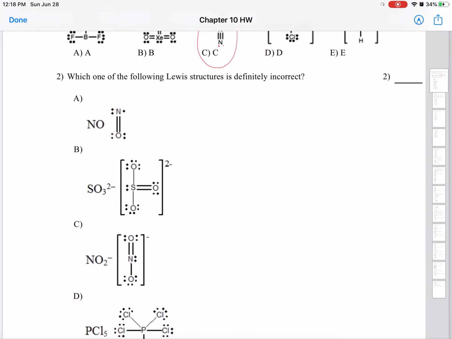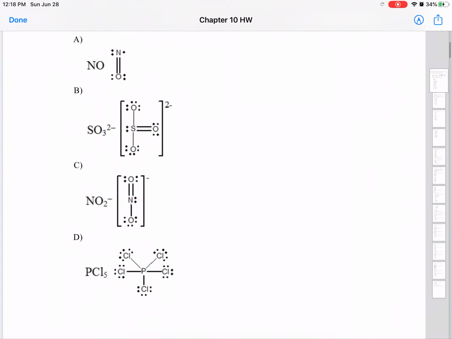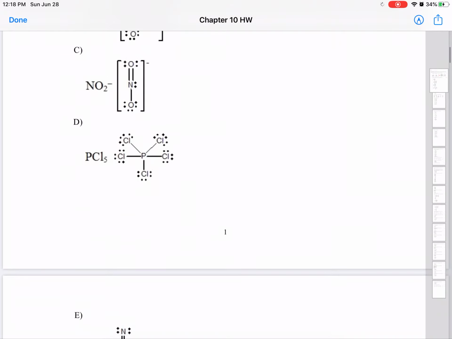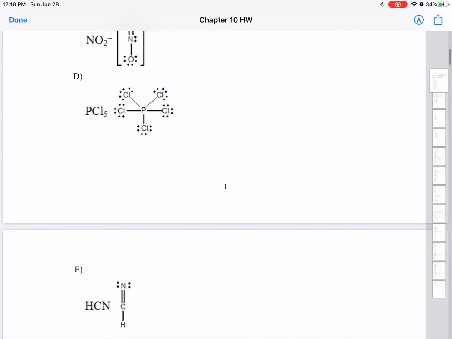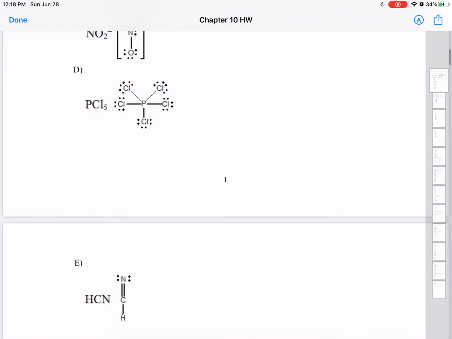Which one of the following Lewis structures is definitely incorrect? For nitrogen monoxide, again you can count the number of valence electrons and see if the structure is drawn correctly. You have to draw the structure separately for each one. If you draw SO3 2-, you will find that's a correct structure too. Same thing for the NO2-. And PCl5 looks like a correct structure too.